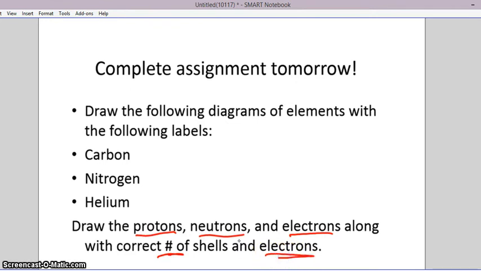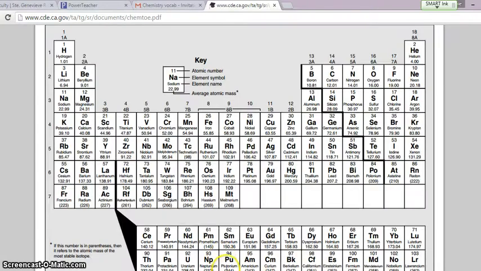Okay, so I'm going to do one with you right now, and I will show you how you do this. So let's go ahead and take a look. Let's look at lithium. Okay, lithium, I'm looking here, it has atomic number of 3. Atomic number tells me protons and electrons when it's stable. So it has 3 protons and it has 3 electrons.